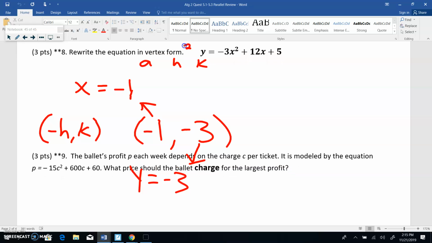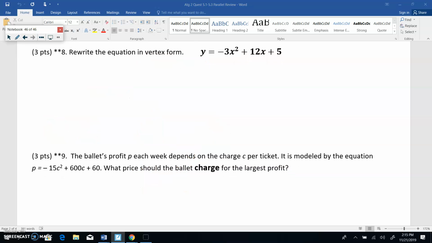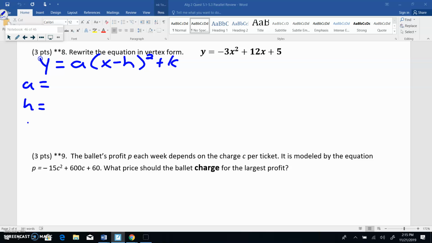All right, number 8. Okay, we are in standard form, and then we need to take that and move it into vertex form. All right, vertex form, just so we have it written out again, is y is equal to a times (x minus h) squared plus k. All right, so the 3 things I gotta find: I gotta find a, I gotta find h, and I gotta find k. The one thing that is nice about this is a is already given to you. A comes from the a in the standard form equation. So in this case, my a is -3.